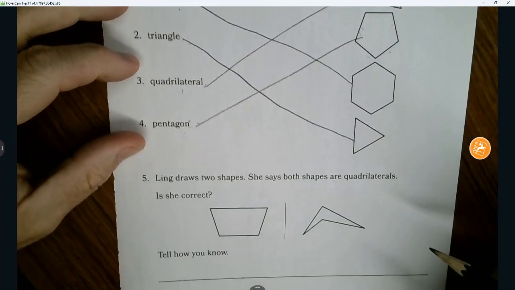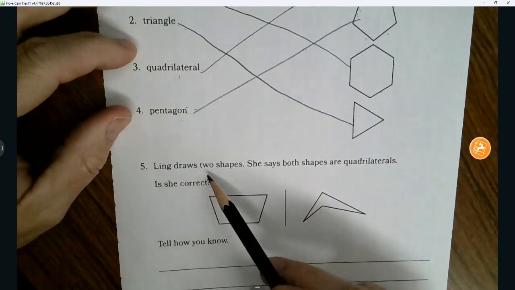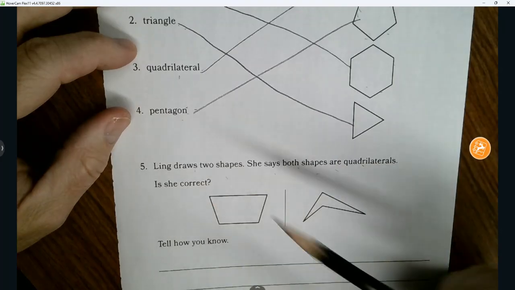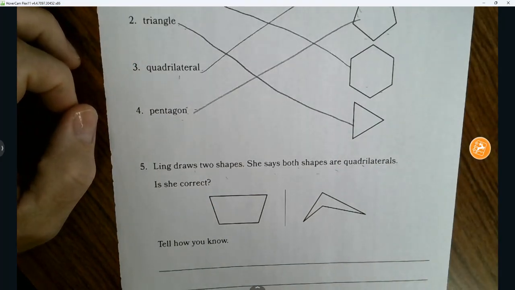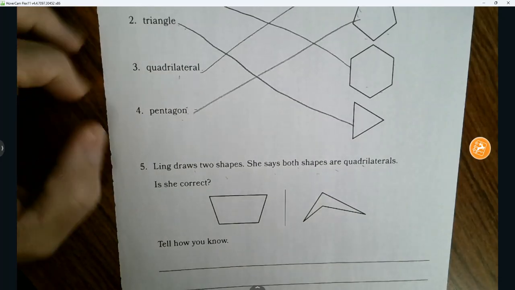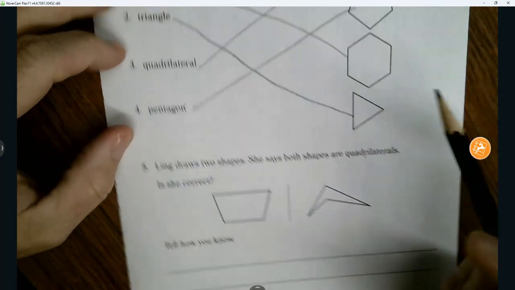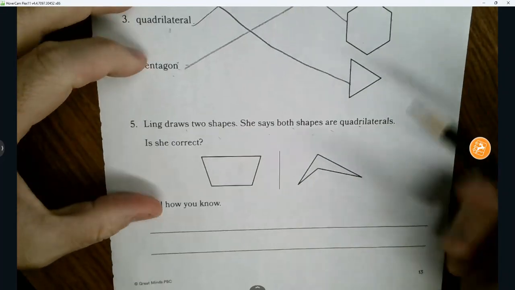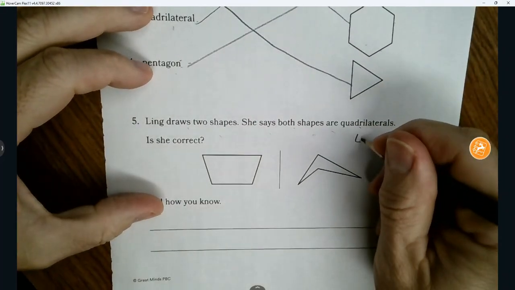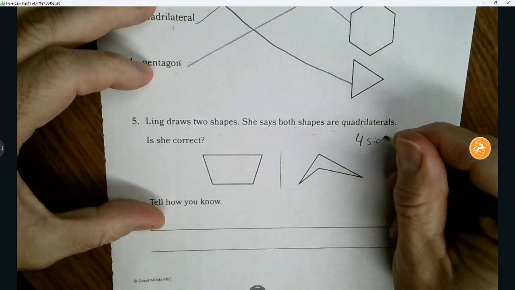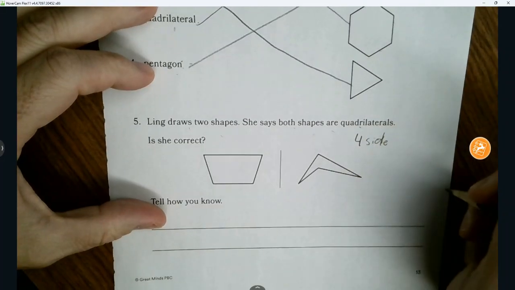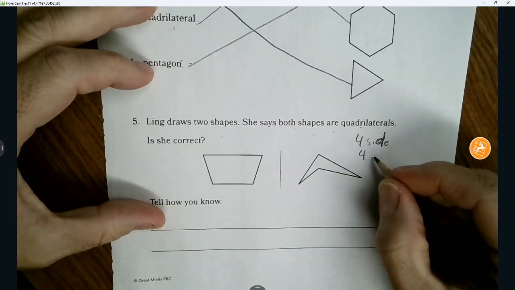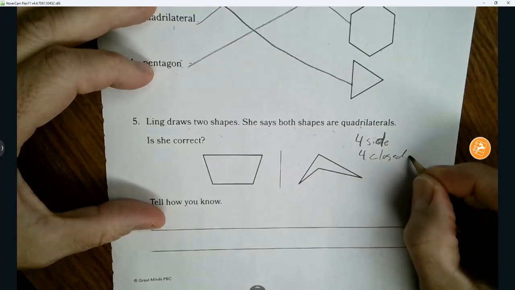Okay. Let's look at the next one real quick. Ling draws 2 shapes. She says both shapes are quadrilaterals. Is she correct? Okay. So what does a quadrilateral have to have to be a quadrilateral? I talked about it when we were looking up here. It has to have 2 things. Quad. So it has to have 4 sides that are all closed, right? With 4 sides, I guess we say 4 sides with 4 closed angles.